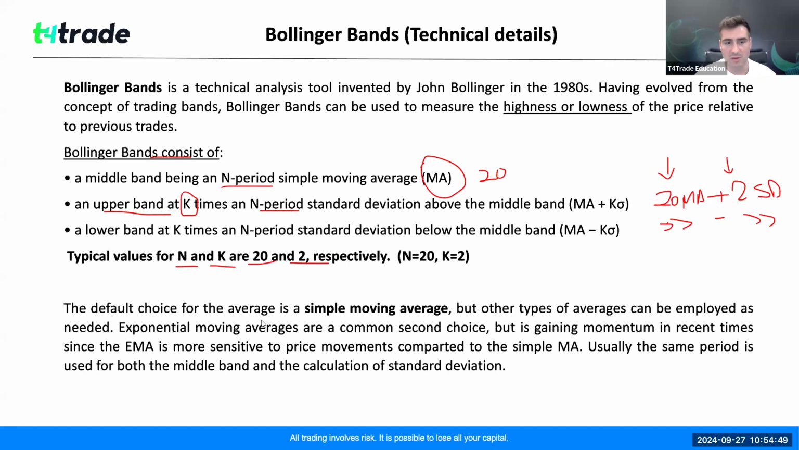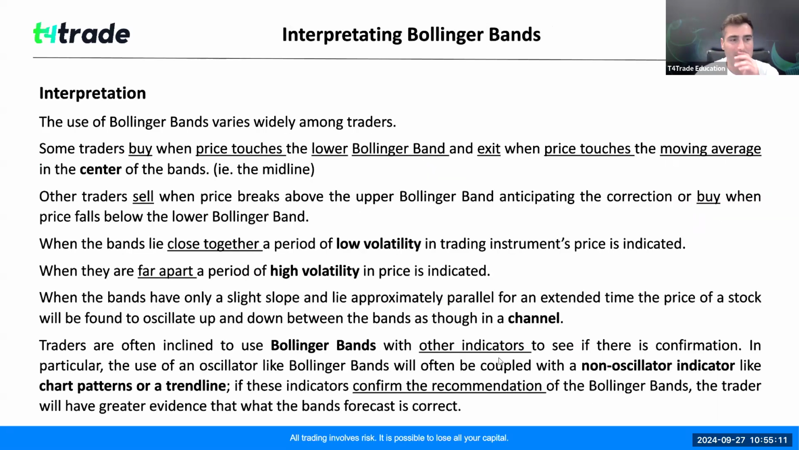A default choice of the average is the simple moving average, but you can do exponential as well. Mainly because it's gaining momentum in recent times, and the EMA is more sensitive to price movements compared to the simple moving average. Okay. Enough said. The use of Bollinger Bands varies among traders.